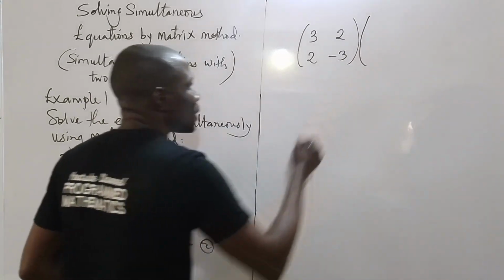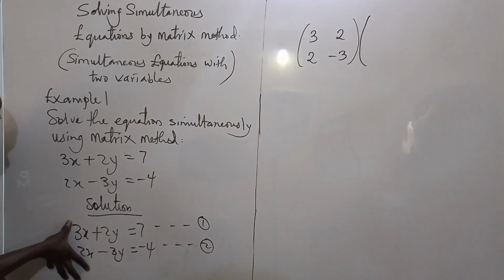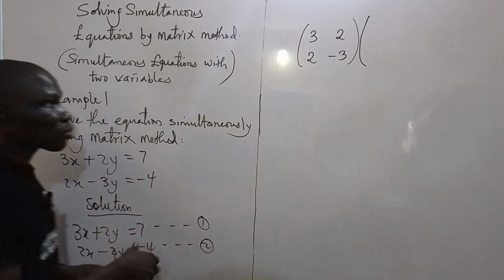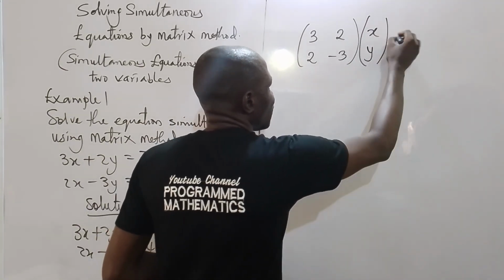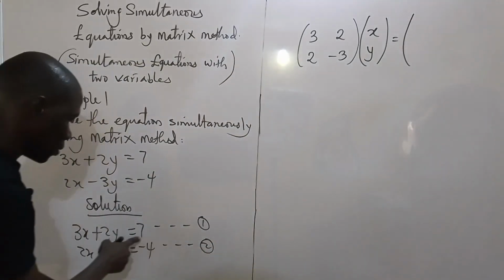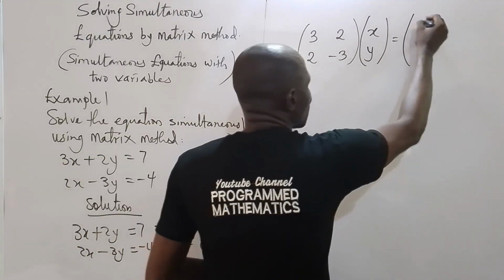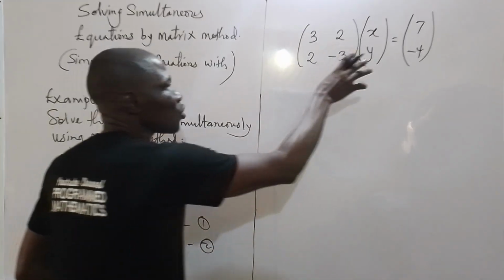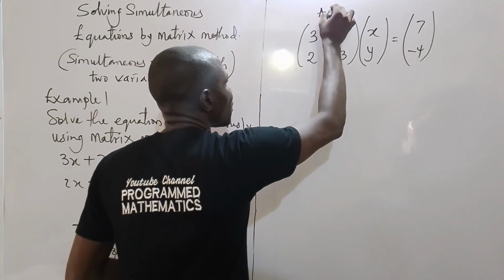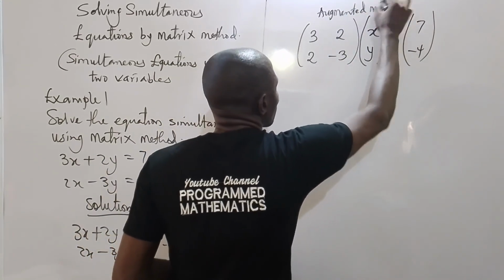Now, the next one is the matrix of the variables, in the same order of appearance. x comes first, followed by y. So write x as the first element, followed by y. Then this is equal to the matrix of the results after the equal to, and in this case we have 7 and minus 4. This is what is referred to as the augmented matrix.